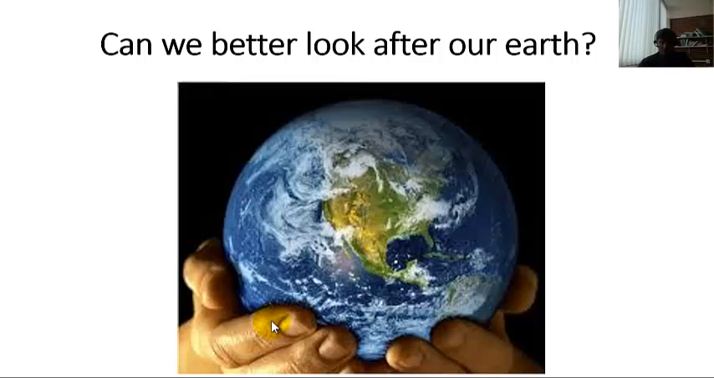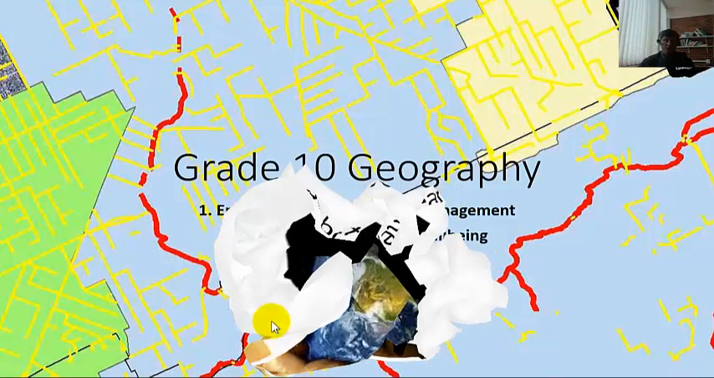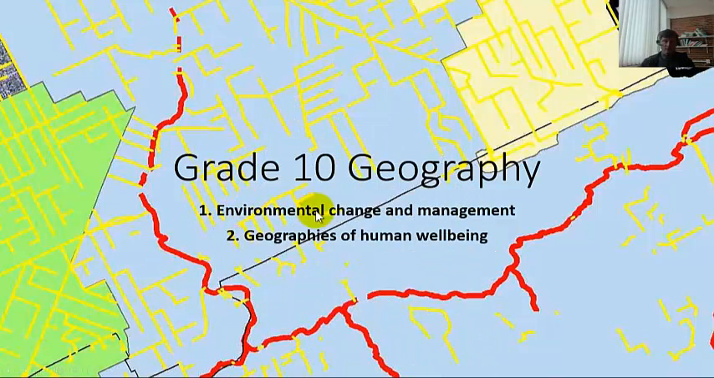Now let's have a look at the Grade 10 course. There's two main strands to it: environmental change and how to manage that, and talking about human well-being and what are the differences and how can we make the world a better place.